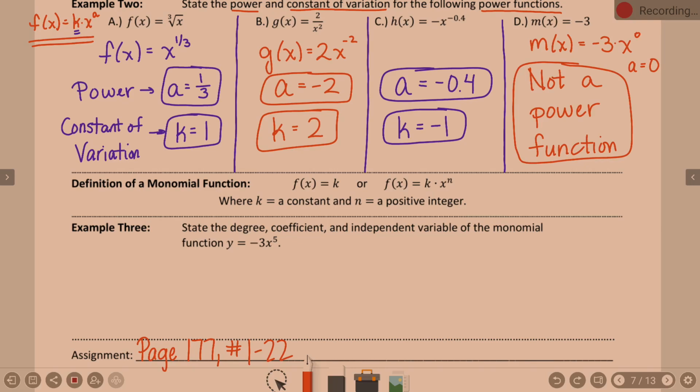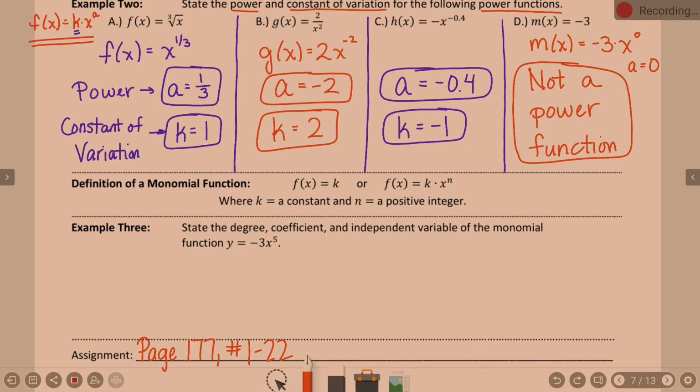So watch out for, you're going to have some homework where they want you to go through and identify, kind of like what we did here, what's the power, what's the constant. Are they going to throw some in on you that aren't power functions? Yes, they are. Beware. Are we good?